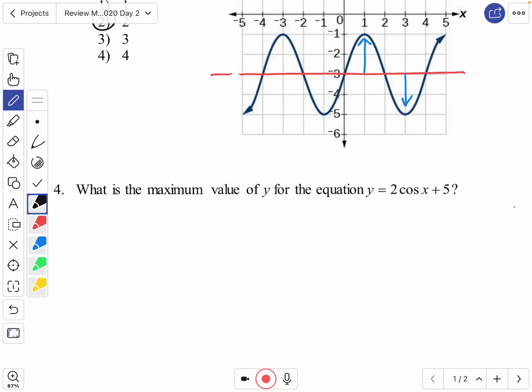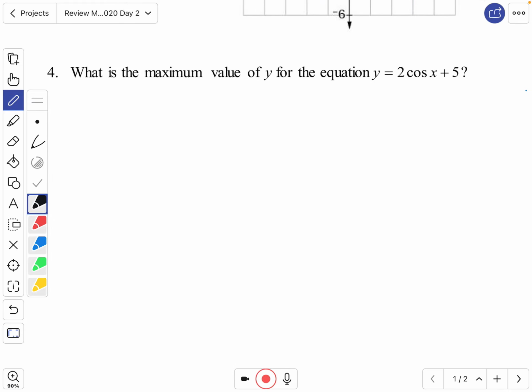All right. Number 4. What is the maximum value of y for the equation? So this question also has a shift. This entire cosine function was moved up 5 spaces. So originally it used to go up 2, down 2, but because it was shifted up 5, it's going up 2, down 2 from 5. So the highest and the lowest it's going to go would be taking your shift and adding and subtracting your amplitude.